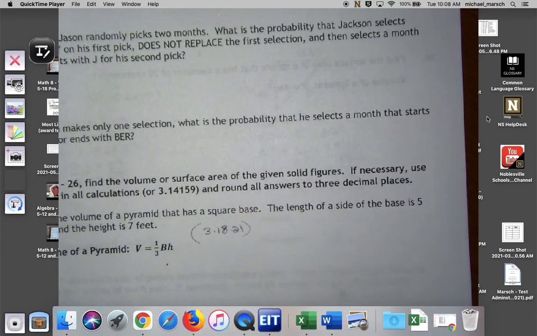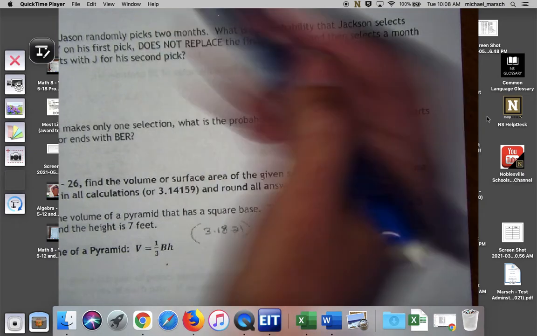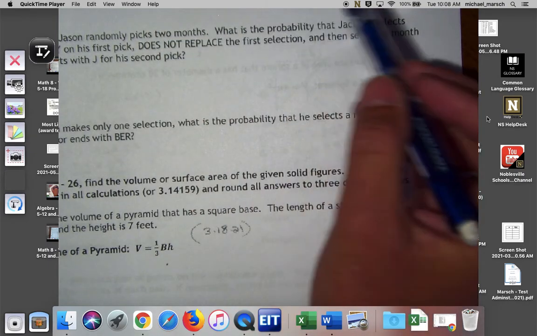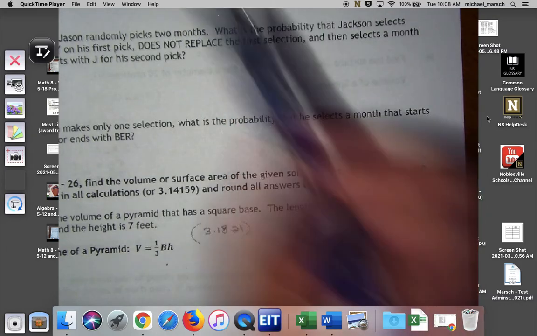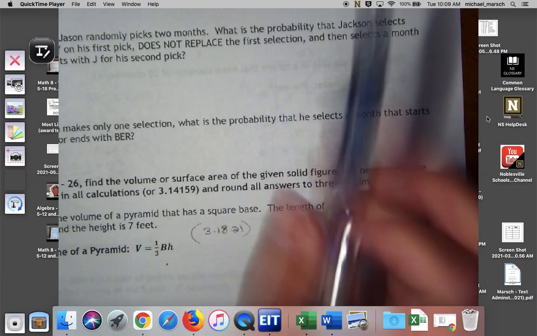Probability. Everybody's favorite. All right, we have the name of each month on a piece of paper. Place it in a hat. Use this information to answer these three questions.